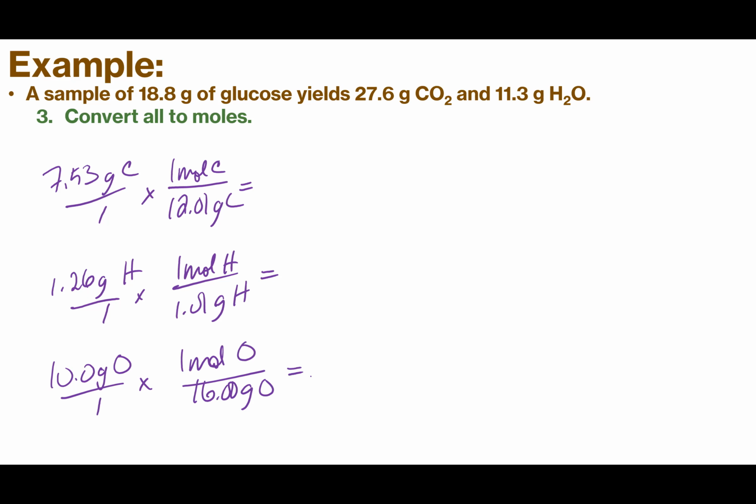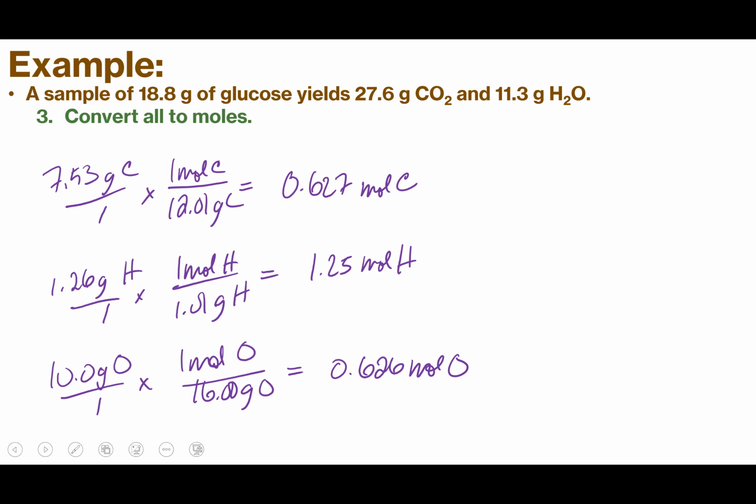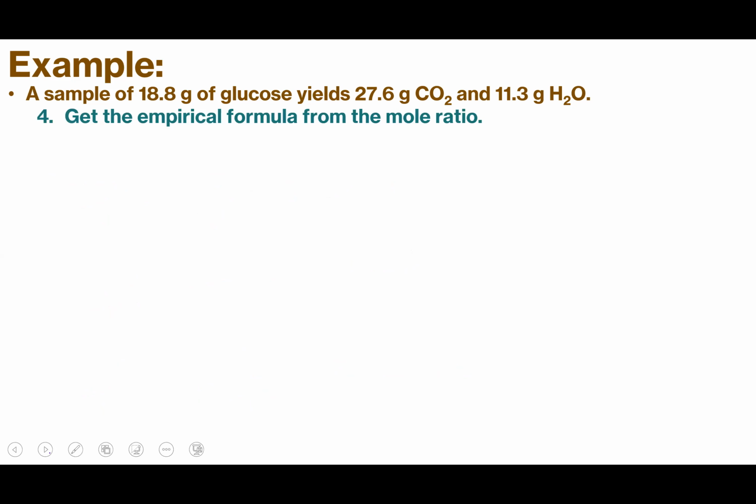Okay. All right, so we're going to math these out. What do we get? We've got 0.627 moles of carbon. We've got 1.25 moles of hydrogen, and we've got 0.626 moles of oxygen. Okay. All right, we've got our moles. Next thing we can do now is we're going to get mole ratios and figure out what our things are.